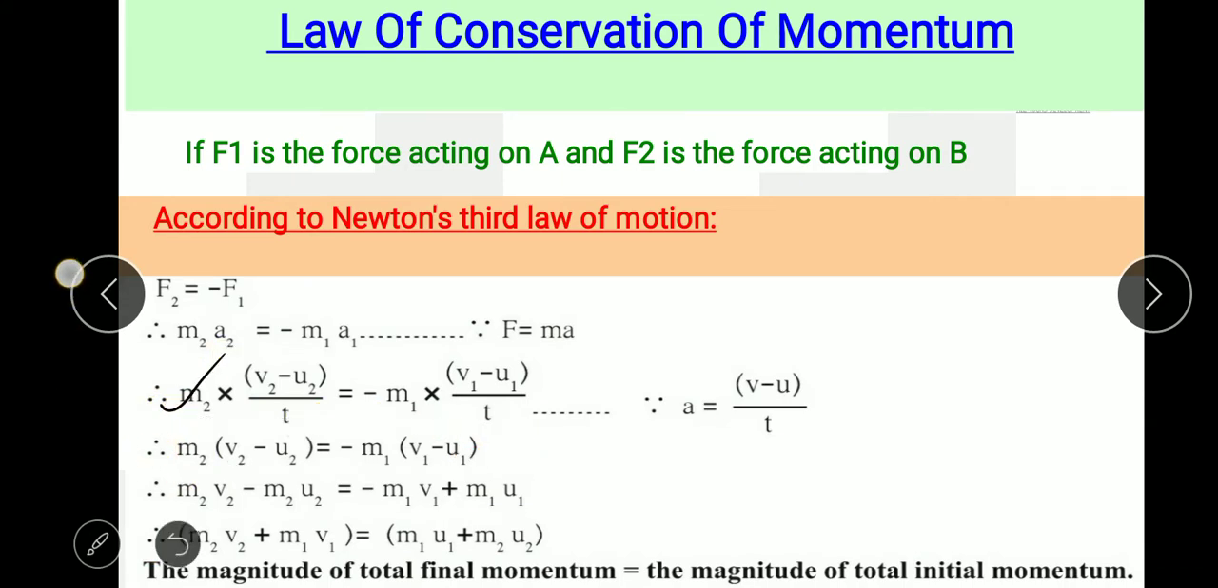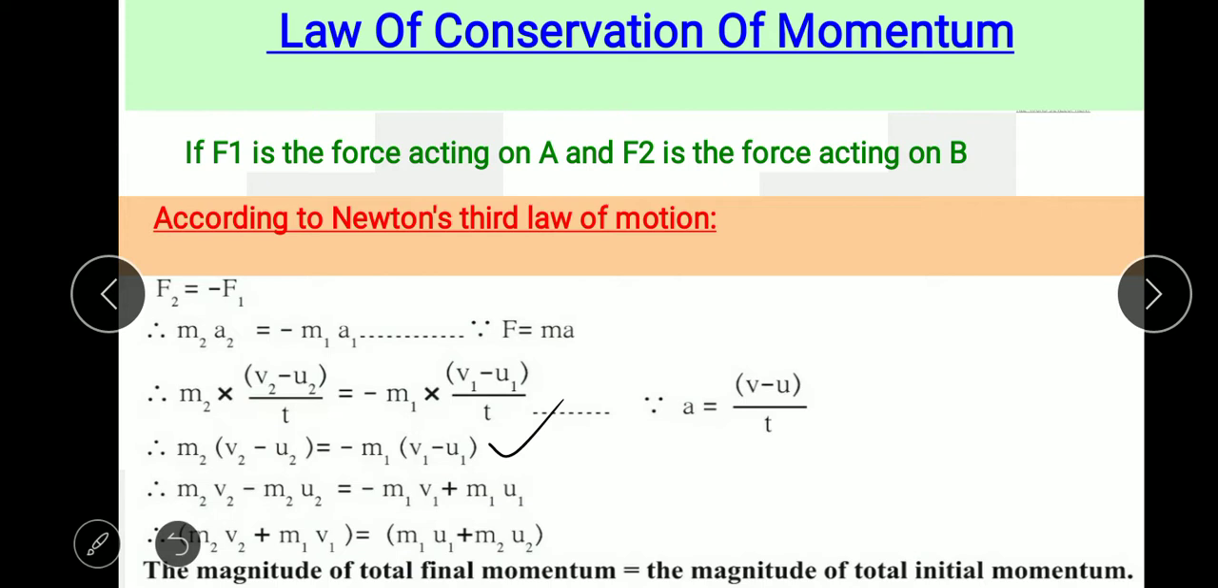Here m2 as it is. The second bracket, v2 minus u2, will remain as it is. m1 as it is, students. This minus sign is as it is. v1 minus u1 will remain as it is. Only t is cancelled, students. Everything is the same. Only these two t's are cancelled. So here we have reached this equation, students.